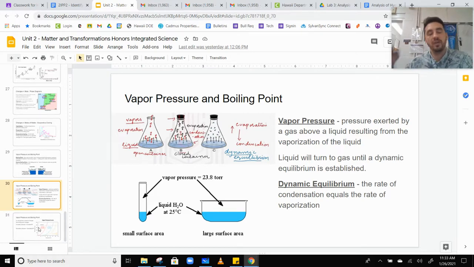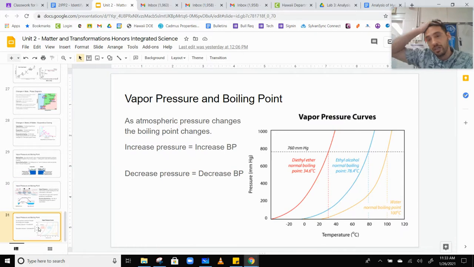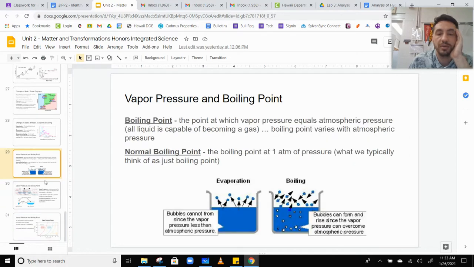And then finally, we'll talk about how we can change the boiling point of a substance if we change the atmospheric pressure outside of that substance. And we're also going to be talking about the difference between normal boiling point and boiling point. So let's get started with that.